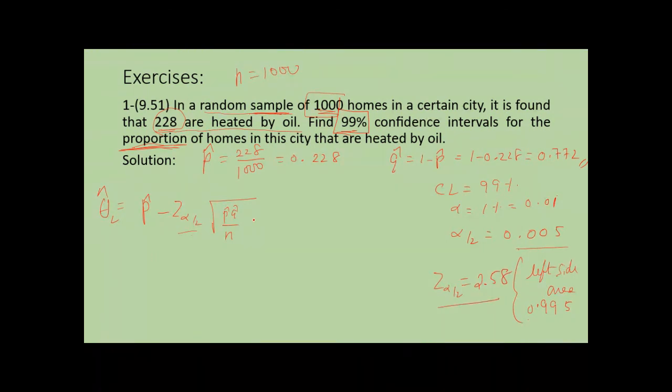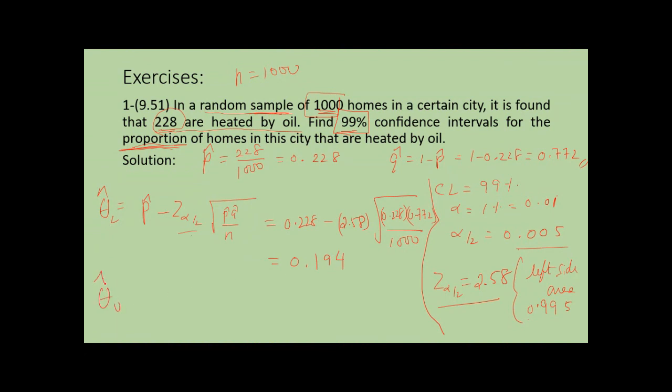2.58. Now use the formula here. P bar is 0.228 minus 2.58. This is separate, right? And under the square root, 0.228 times 0.772 divided by 1000. Use your calculator and the answer is 0.194.